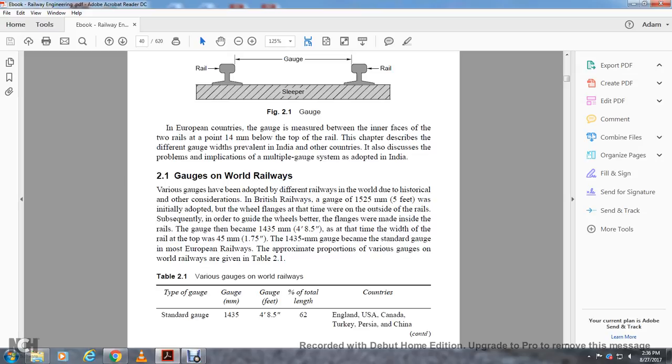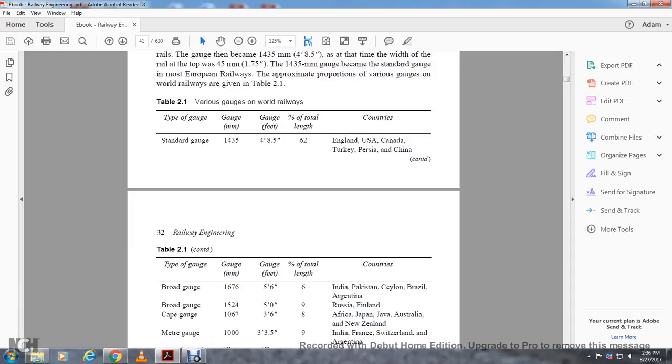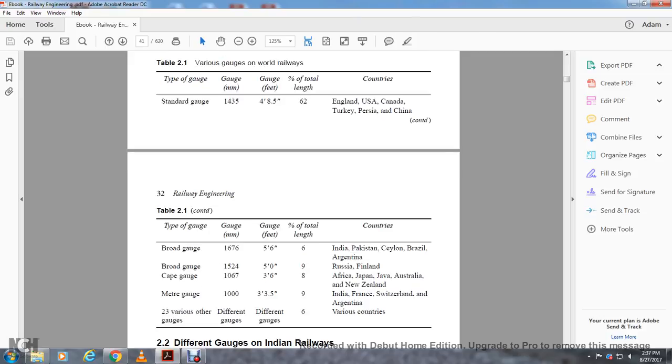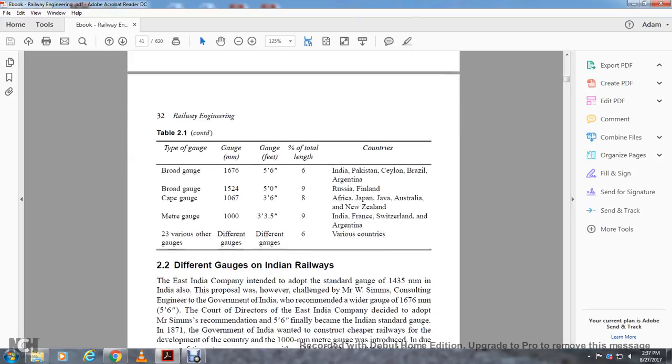That means your 56.5 inch gauge is your standard gauge in England, U.S., Canada, Turkey, Persia, and China. Your broad gauge of 5 foot 6.5 inches is in India, Pakistan, Ceylon, Brazil, and Argentina. Broad gauge of 5 foot is in Russia and Finland. Cape gauge of 3 foot 6 inches is in Africa, Japan, Java, Australia, and New Zealand. Meter gauge, 3 foot 3.5 inches, is in India, France, Switzerland, and Argentina. And there are 23 various other gauges in various other countries.